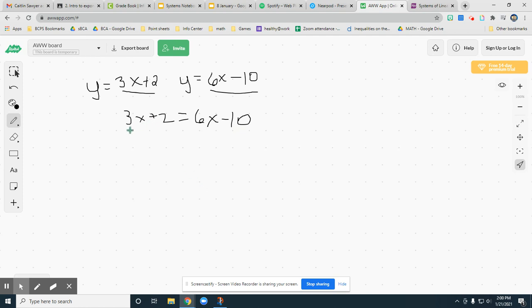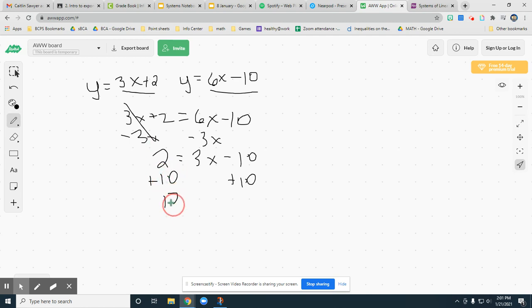So I could subtract 3x from this side, and these are additive inverses, so they become 0. That leaves me with 2 on the left side, 6 minus 3x, and then keep my subtract 10. So now I need to do the additive inverse here. Add 10.